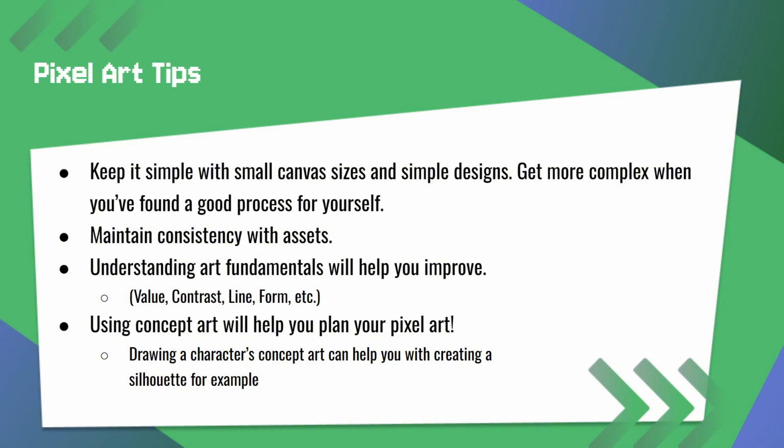For example, line and form would be like your silhouette and your outline. So understanding how lines interact with each other, how lines work together to create a form, that's really important to make sure that when you make pixel art, people know what they're looking at. Because if there's too many lines everywhere, it's going to get really confusing and convoluted.